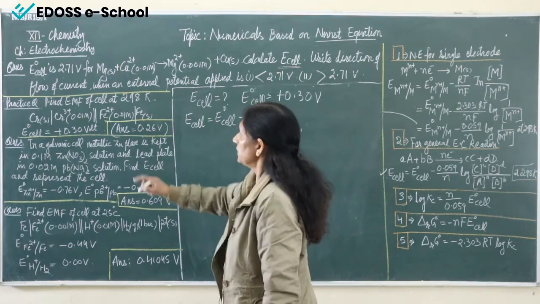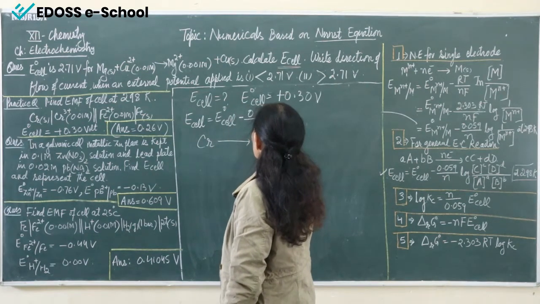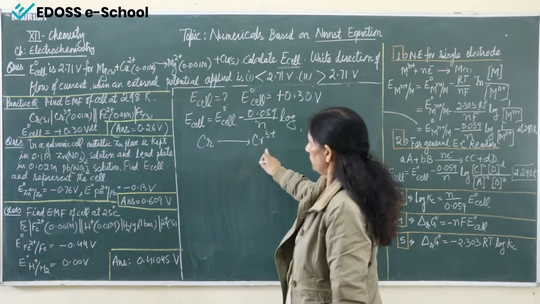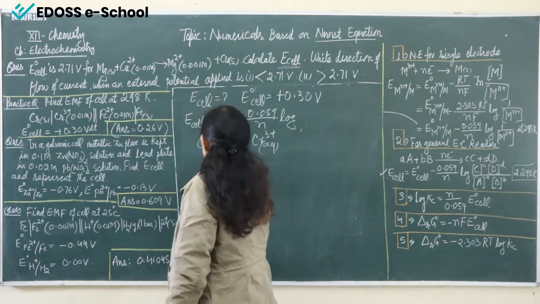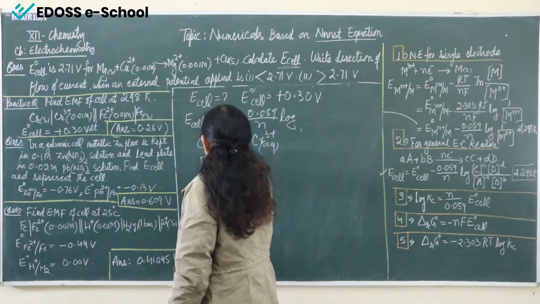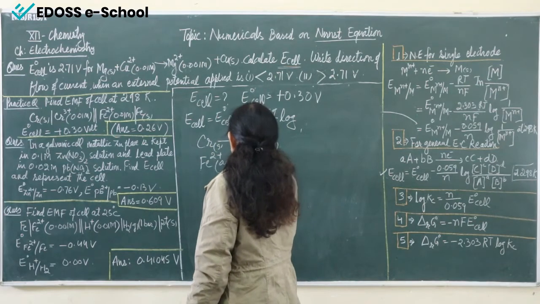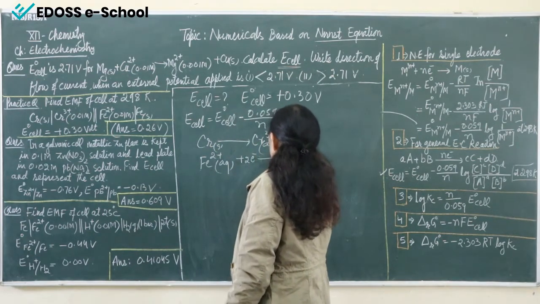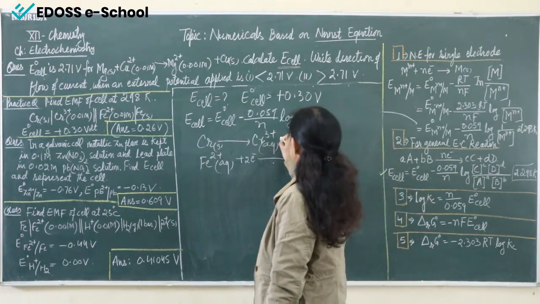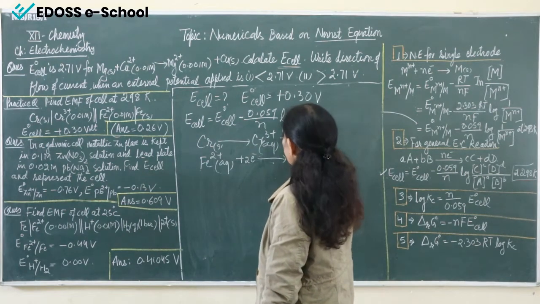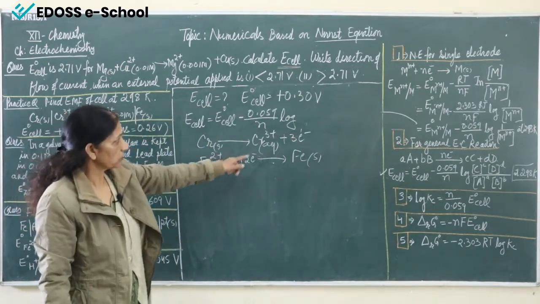So what we will write here, this is chromium, so chromium is converting into Cr 3 positive. Okay, so this is solid and this is aqueous. And for iron, this is Fe 2 positive, aqueous, and this is converted by accepting 2 electrons into Fe solid. Now we can see here, chromium is losing 3 electrons and iron is gaining 2 electrons. Now here we can say number of electrons are not equal.